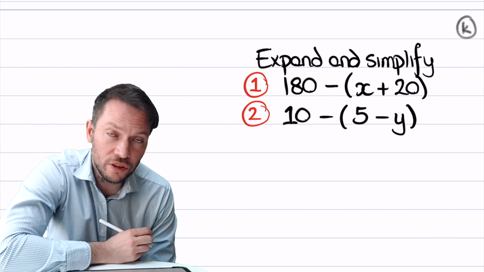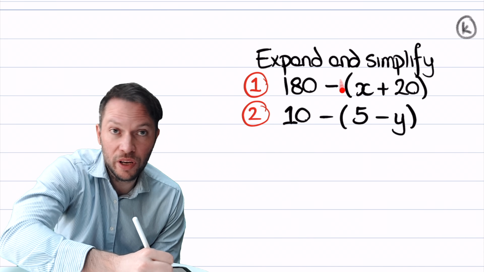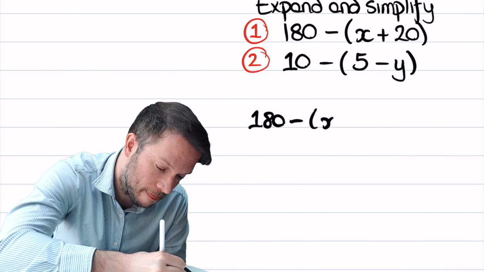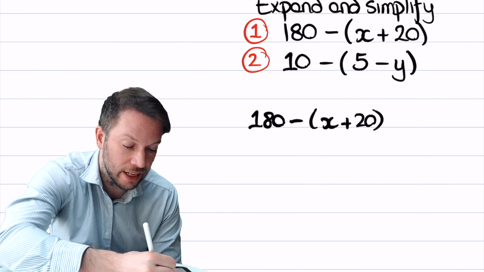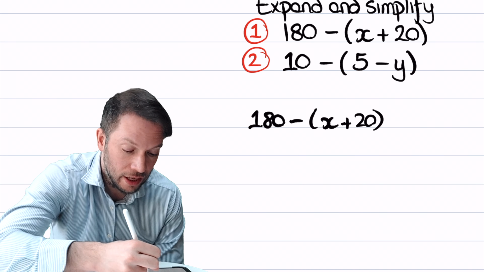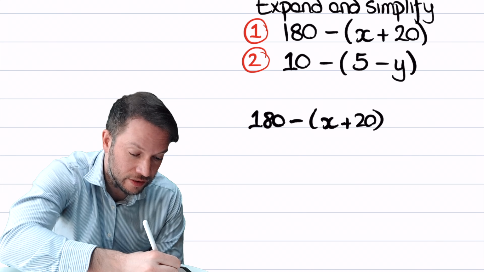In this video, we're going to subtract a bracket that doesn't have any number in front of that bracket. So we're doing 180 subtract x plus 20. Now, there's two ways of doing this, and I'm going to show you both. One way of thinking about it is that we're subtracting each thing inside the bracket. And that means we're going to subtract the x and we're going to subtract the 20.